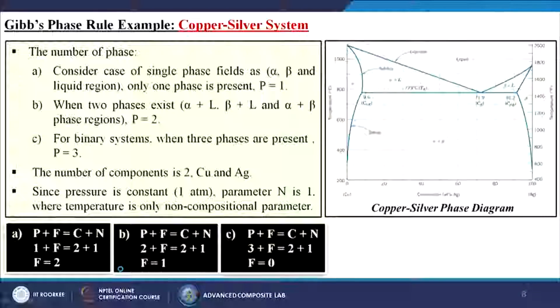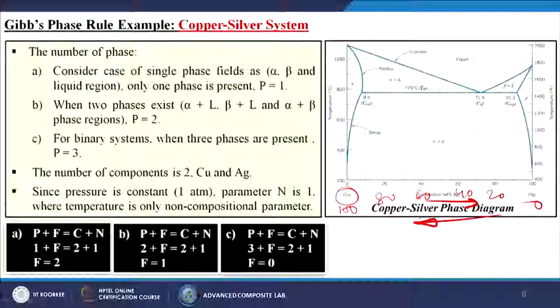So, now we are trying to give the Gibbs phase rule example for the copper silver system. In this particular case you can see that the composition, the weight percent of silver, is increasing in this direction. Here the silver percentage is 0, then 20, 40, 60, 80 and 100, and the opposite is for the copper. The copper is 100, then 80, 60, 40, 20 and then 0. So, copper is increasing in this direction.